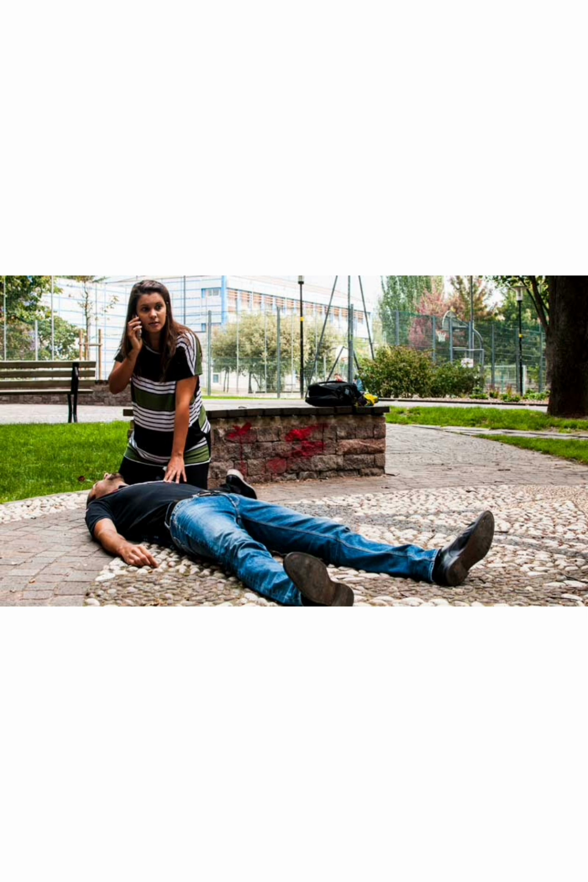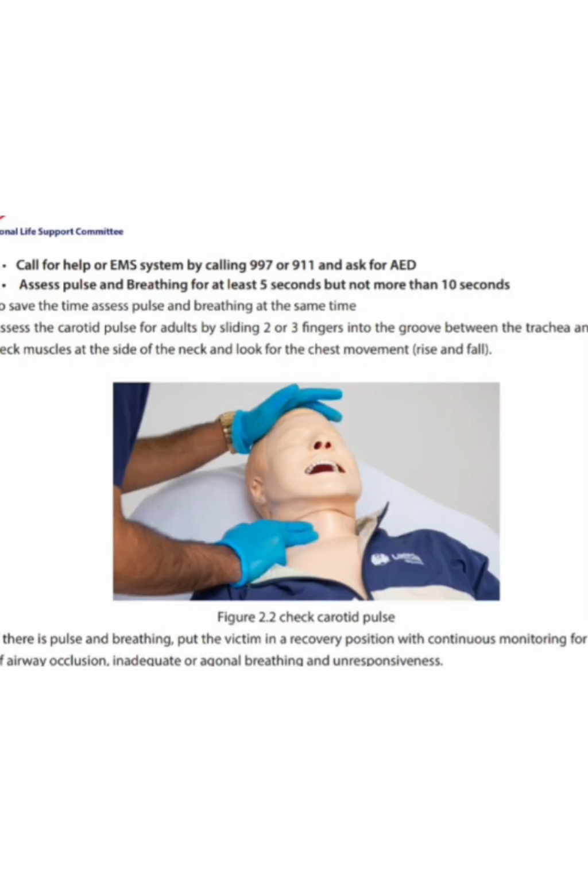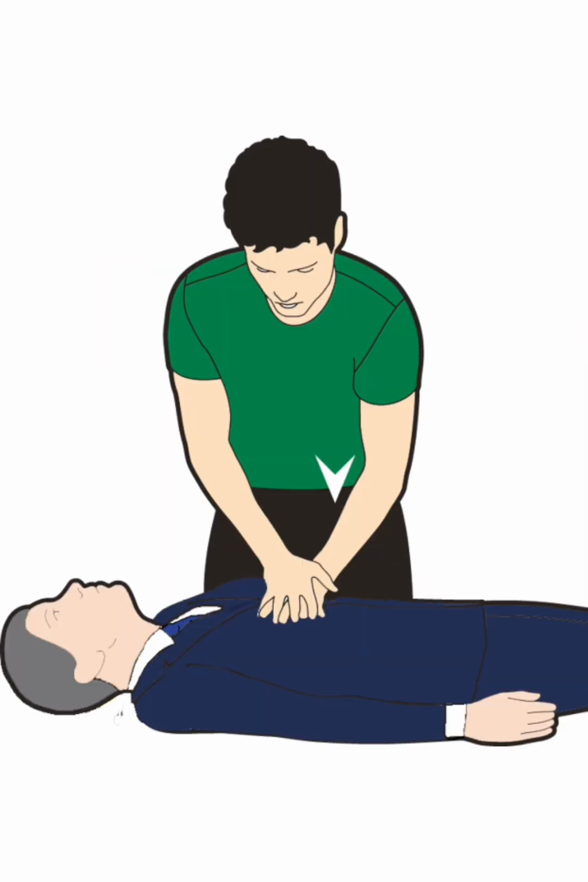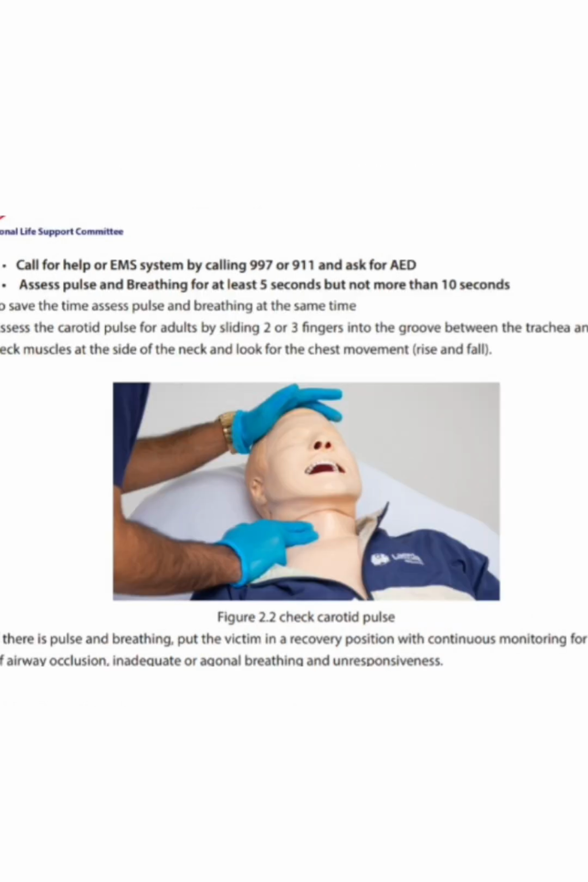Next, we should check the pulse and respiration of the person within 5 to 10 seconds, not more than 10 seconds. If there is no pulse and respiration, immediately we have to start chest compression, 30. Then after 30, we should give 2 rescue breaths. This is one cycle. Likewise, we have to complete 5 cycles. After that, we have to check the pulse and respiration.